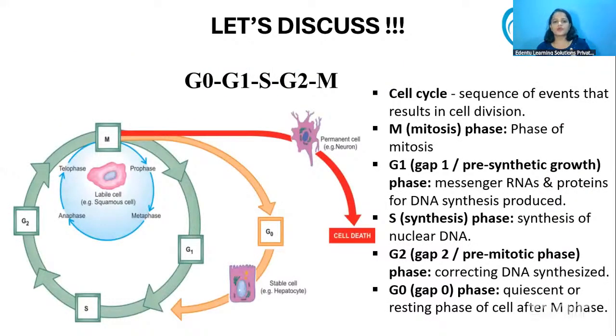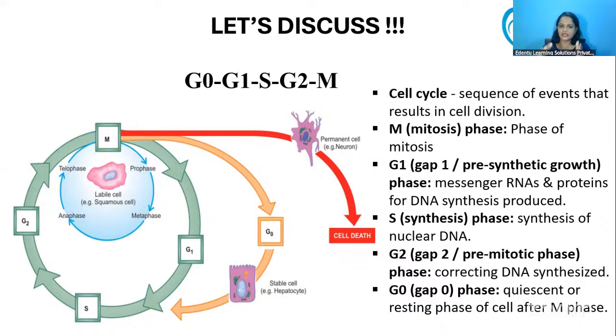If you look at the cells in our human body, they are continuously dividing. Most of the cells are continuously dividing or proliferating. Why are they continuously dividing? Because for the maintenance of the body, for growth, and for regeneration and repair, the cells are continuously dividing. This sequence of events that results in cell division is called the cell cycle.